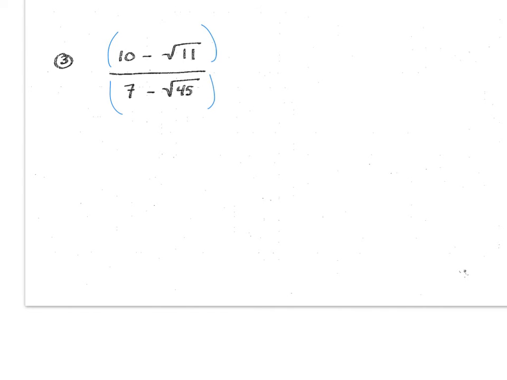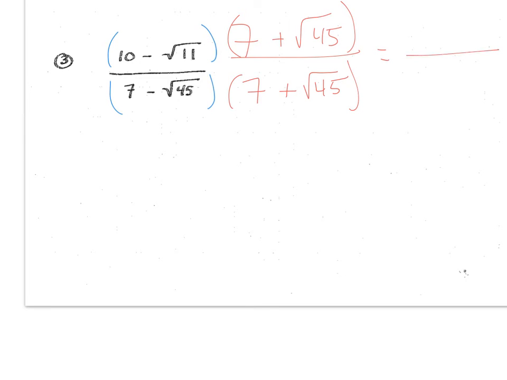And lastly, for number 3, one more iteration of the same process. 7 plus square root of 45. Again, multiply the numerator by the same value. Helpful to write it in parentheses. And we have our shortcut on the bottom.